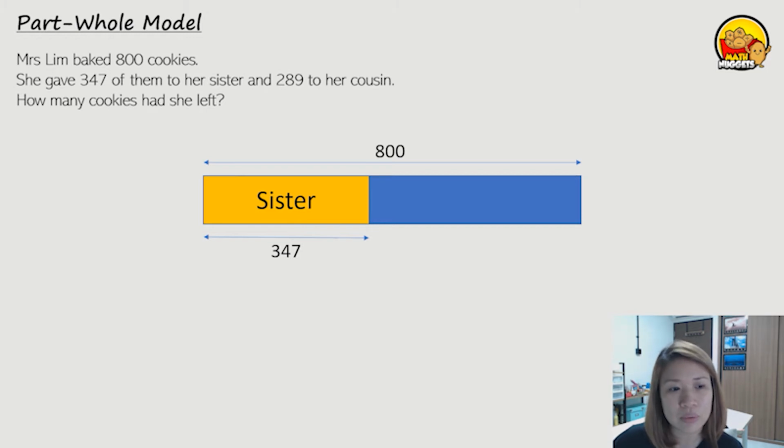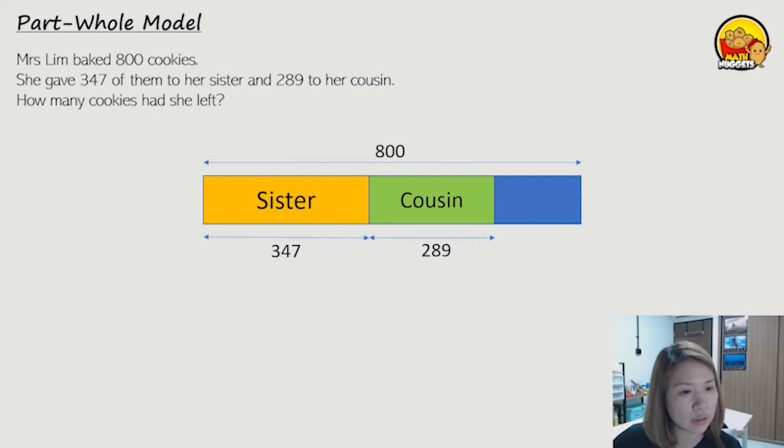Next thing we know, she also gave some to her cousin. So let's cut another part from the model, shall we? So let's cut out another part here to say that that's the cousin. She gave that portion to the cousin. And we label the number as well. Cousin received 289 cookies.